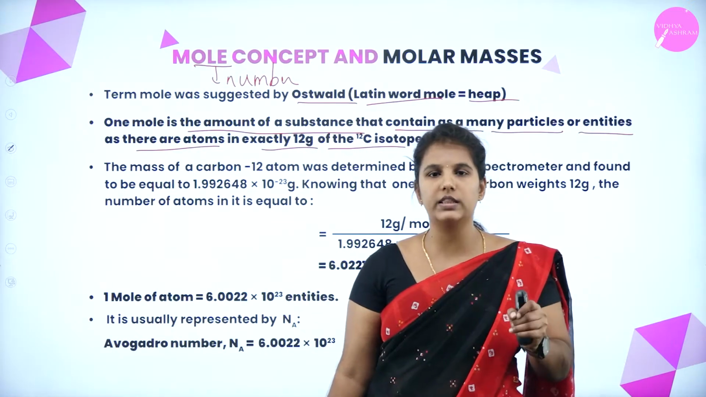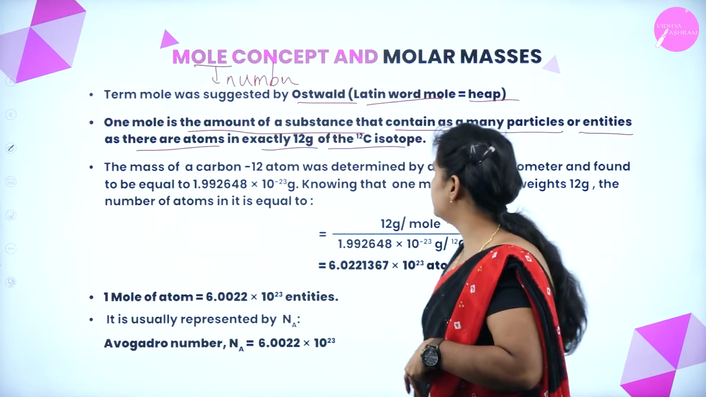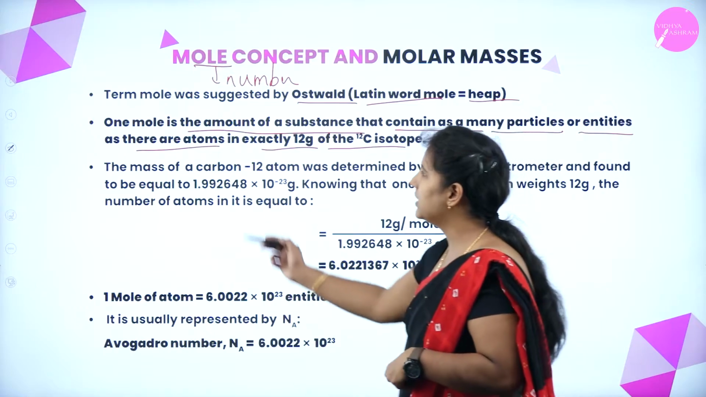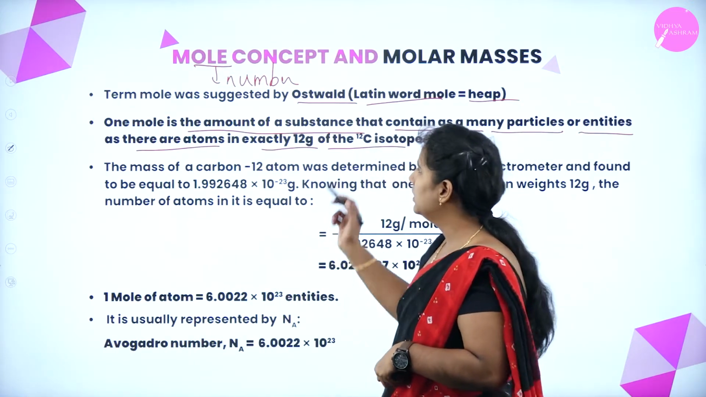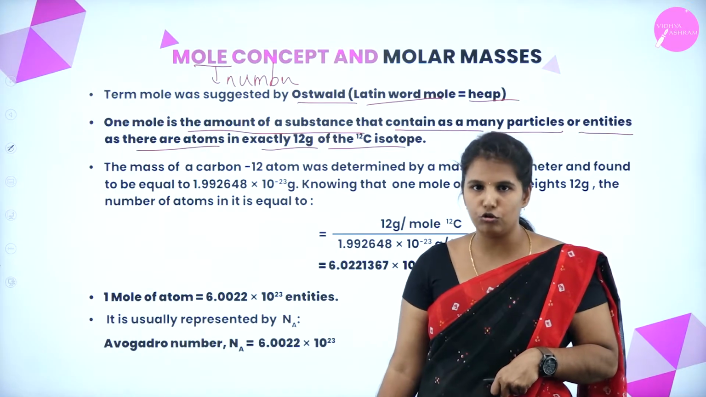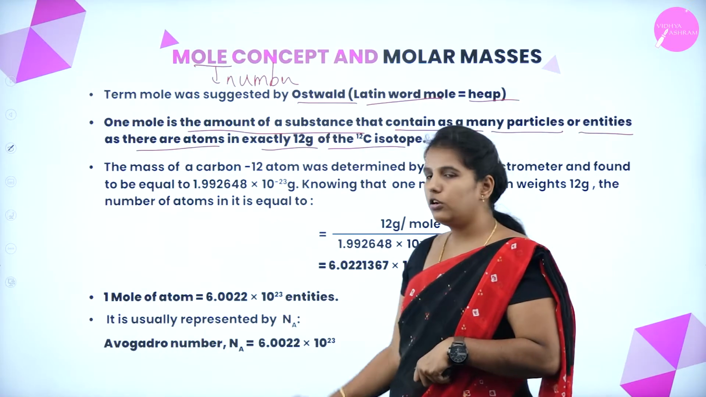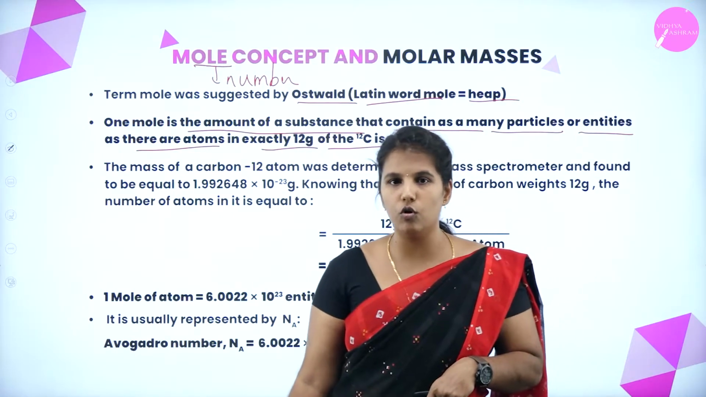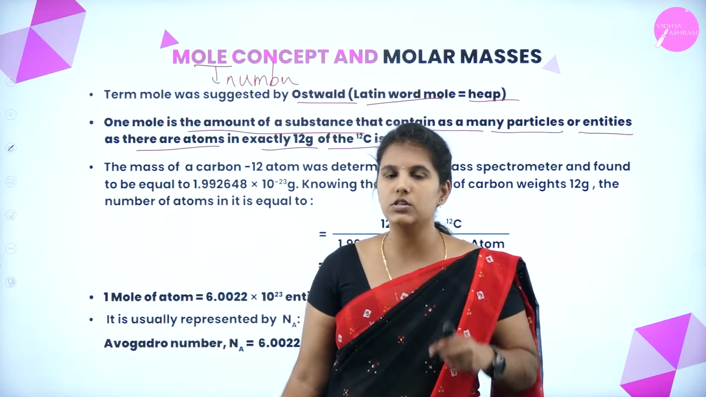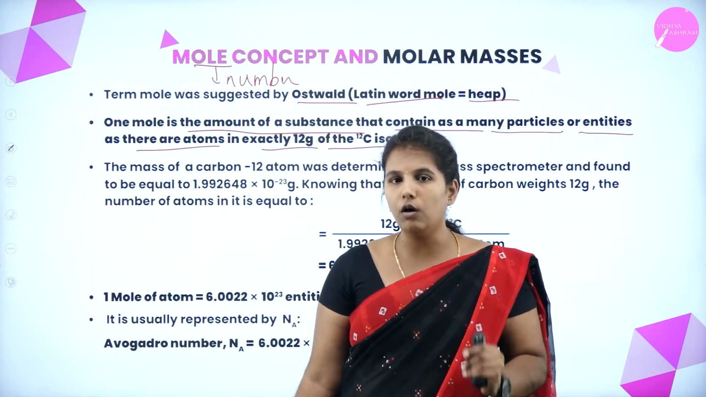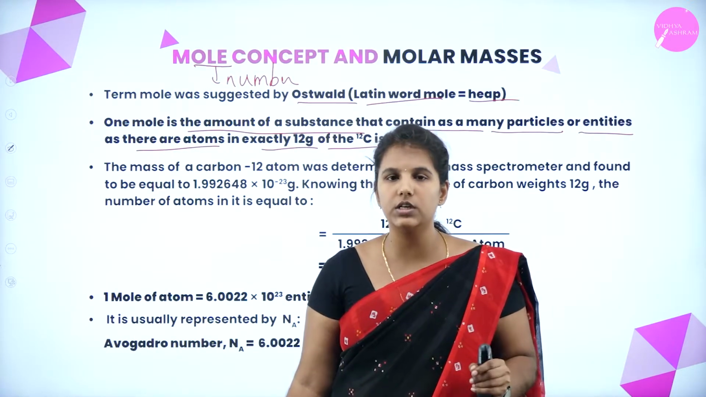Remember, mole is nothing but an amount of substance that contains as many particles as there are in the atoms of exactly 12 grams of carbon-12 isotope. So, in order to count the number of entities in a particular atom or in a particular molecule, we use the mole. So how to count this, or how to measure the mole?